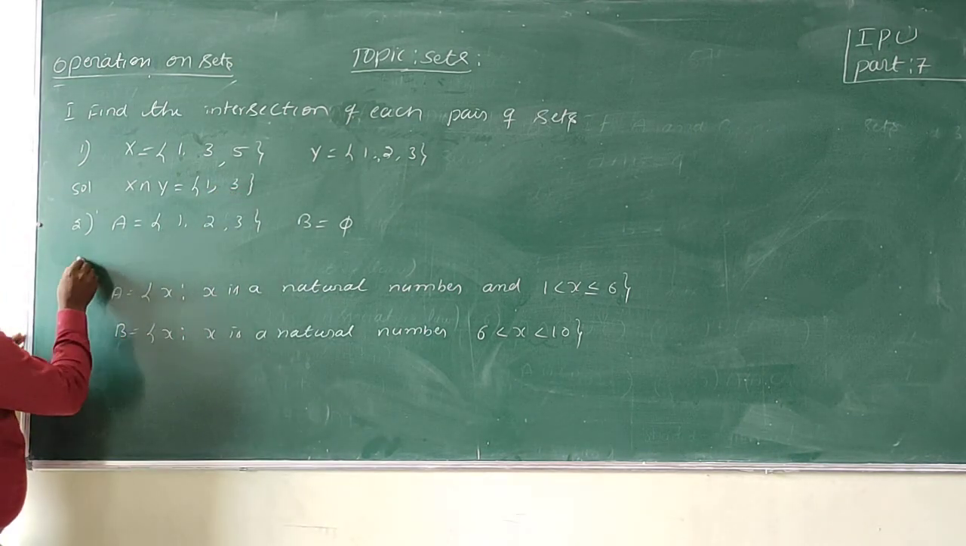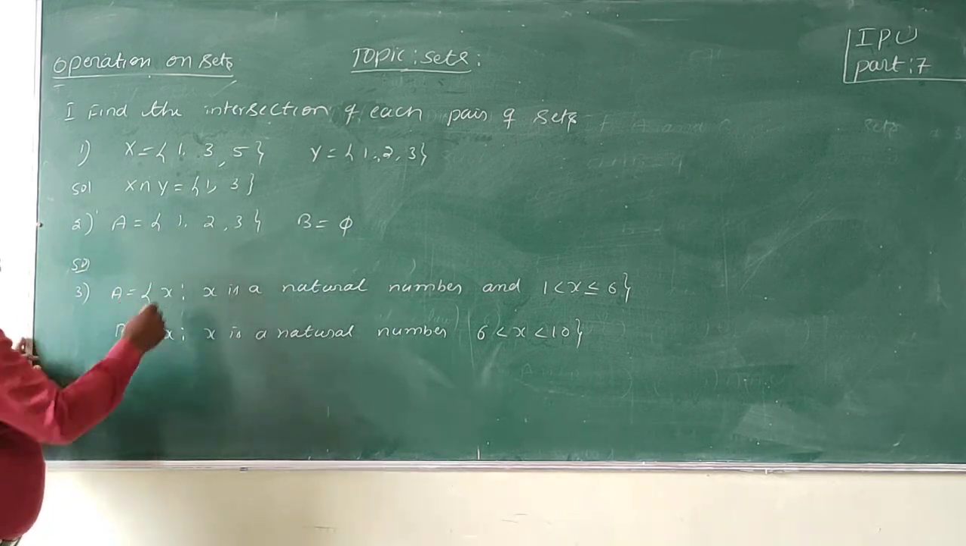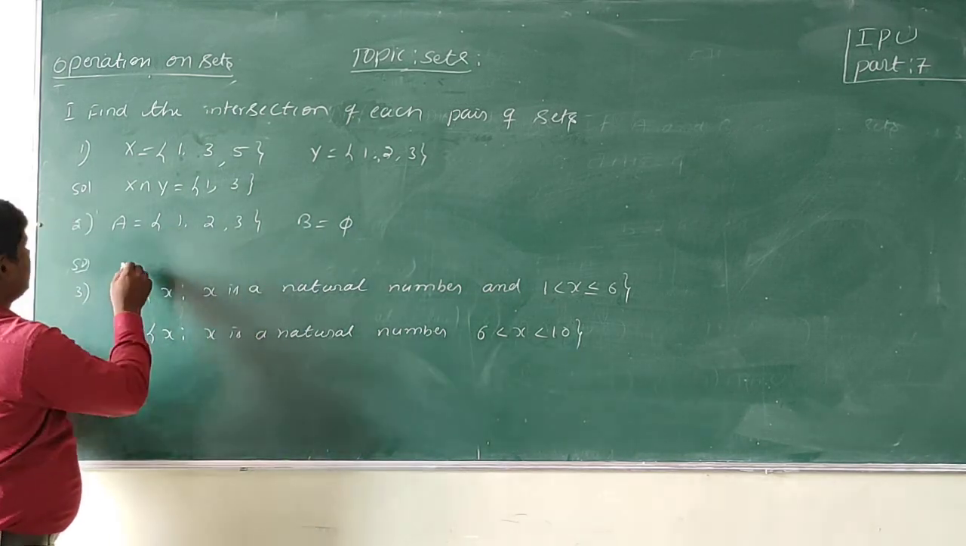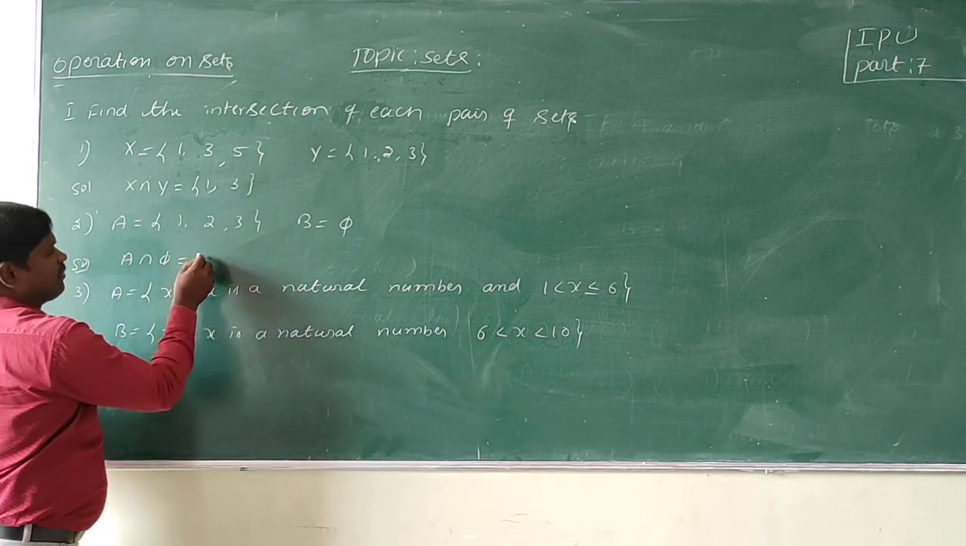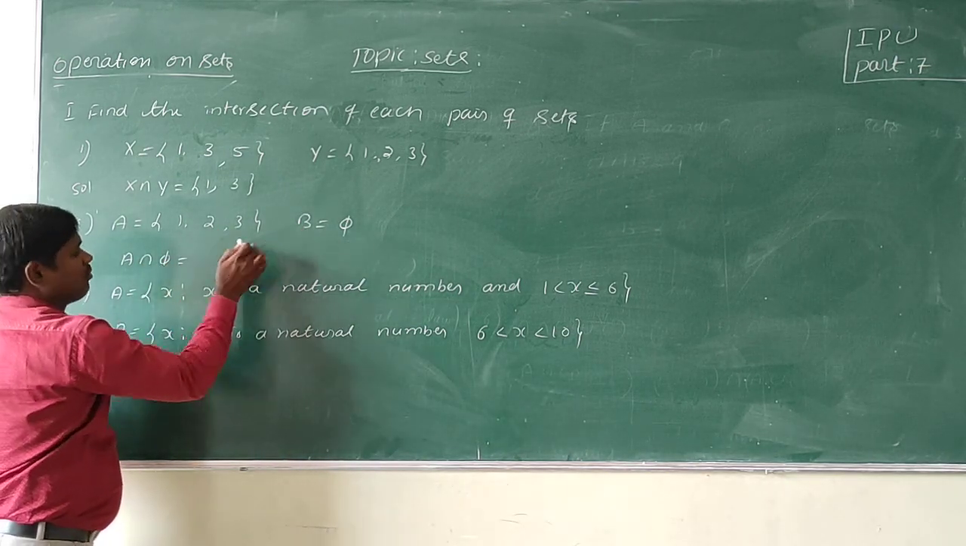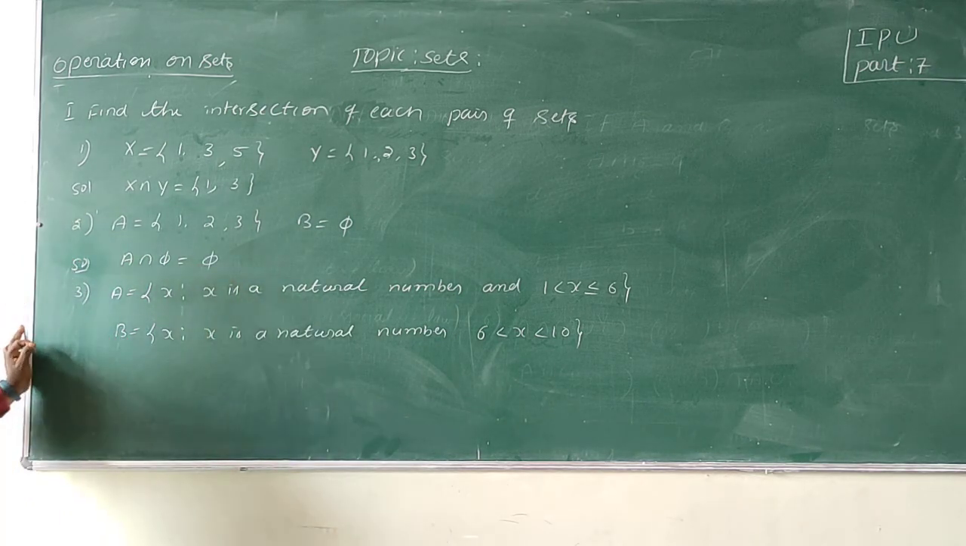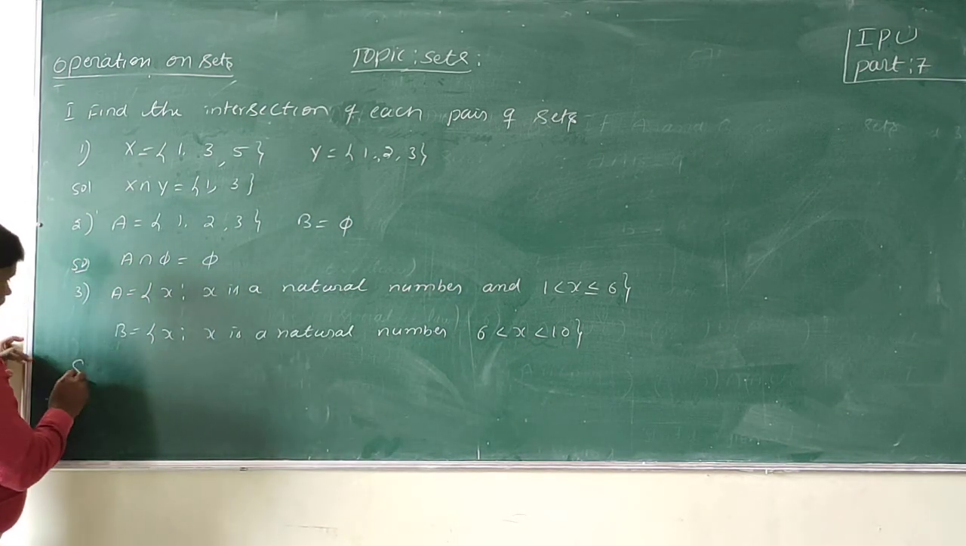Okay, so next solution: A is {1, 2, 3} and B is the null set. Therefore, A intersection B is what? There is no common element, so it is the null set.